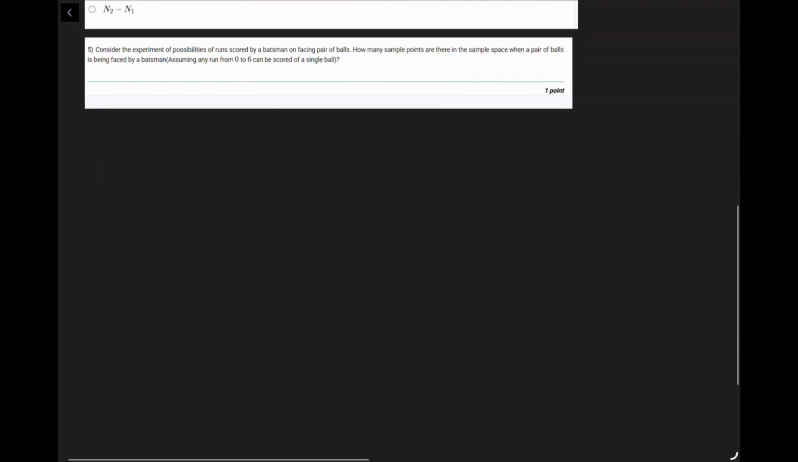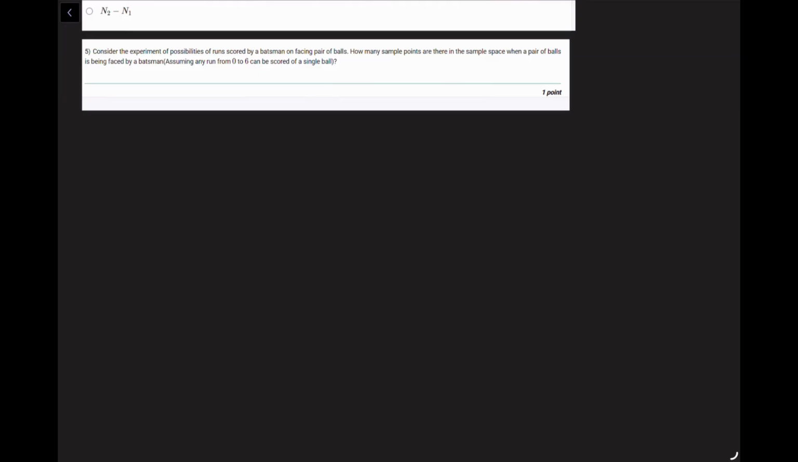All right. Then we have the next question. Consider the experiment of possibilities of runs scored by a batsman on facing a pair of balls. How many sample points are there in the sample space when a pair of balls is being faced by a batsman, assuming any run from 0 to 6 can be scored off a single ball? So we know there's an experiment of possible runs scored by a batsman. How many sample points are there in the sample space when a pair of balls is being faced? Possible runs are between 0 to 6.